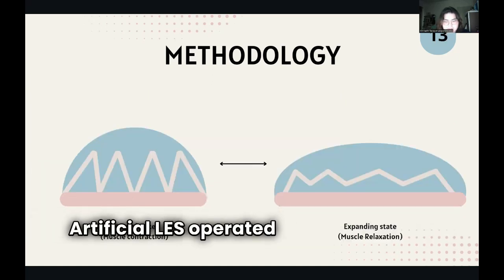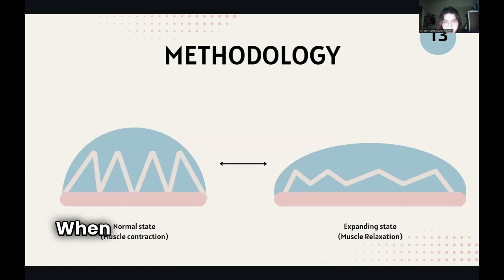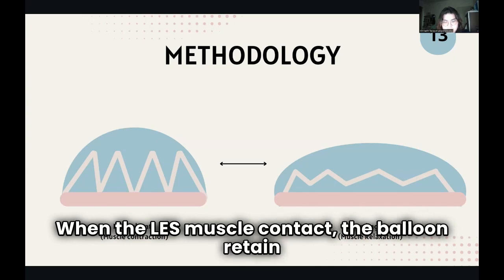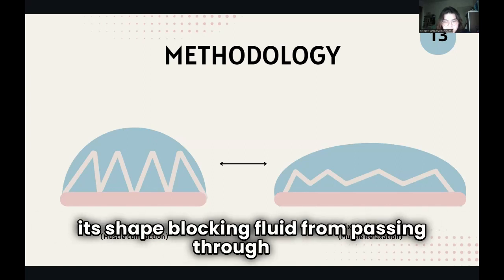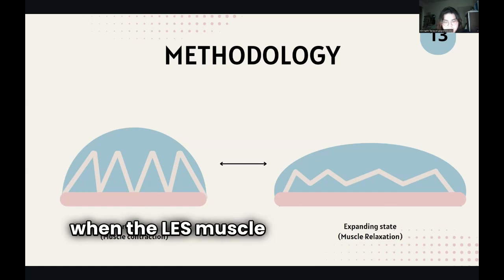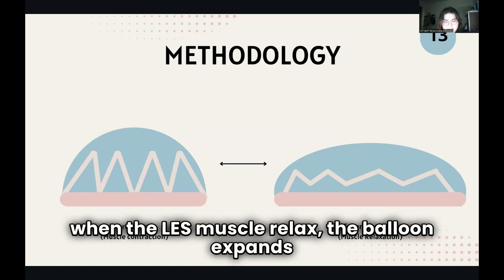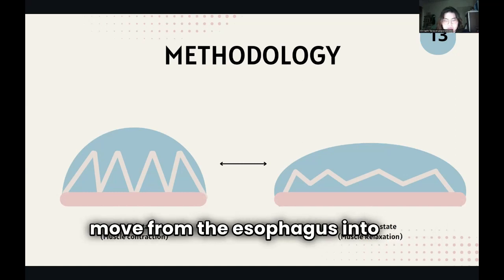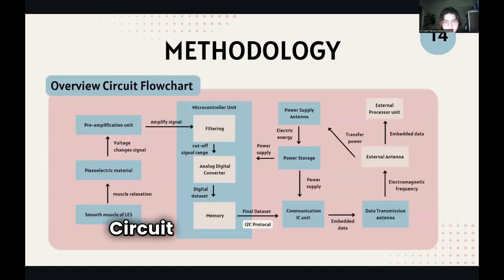The artificial LES operates by detecting the change of muscle movement, or the peristaltic movement. When the LES muscle contracts, the balloon retains its shape, blocking fluid from passing through. And when the LES muscle relaxes, the balloon expands to create a wide passage for food to move from the esophagus into the stomach. Circuit system operation.